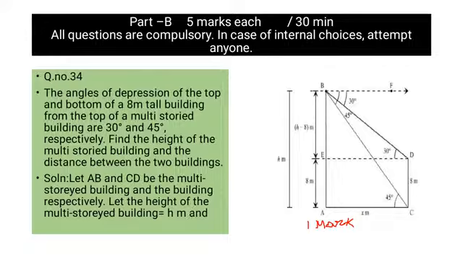Question number 34, which is based on height and distance. The angles of depression of the top and bottom of an 8-meter tall building from the top of a multi-storied building are 30 degree and 45 degree respectively. Find the height of the multi-storied building and the distance between the two buildings. So here, if you find the angle of depression, then you should draw this line on the top of the figure.